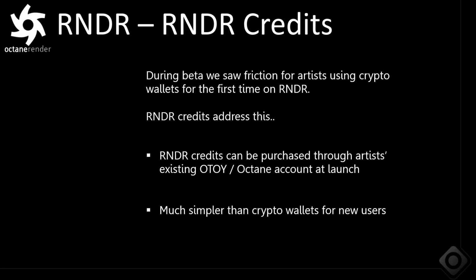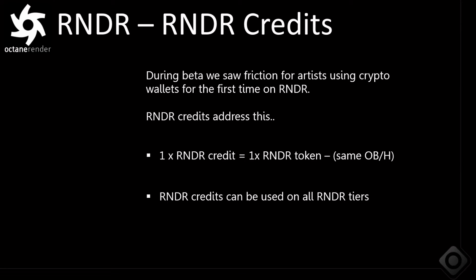It allows you to go to the same web page where you've previously bought credits for ORBX, or you've purchased Octane or subscribed to Octane, and you can just get Render credits. And it's really simple. You can also, of course, still use on the decentralized nodes the tokens that are available from the Ethereum network. But the credits are identical. I mean, one credit that you buy for fiat on our shop page does the exact same amount of work on the Render network that one Render token does. It's the same exact Octane bench hour per cost. And you can use these credits on all tiers, enterprise as well as the decentralized tiers.